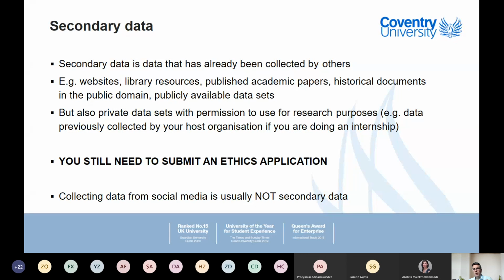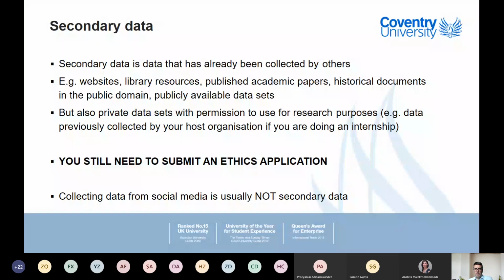If you are using only secondary data, your research is very likely low risk, okay, because you are not collecting data as such. However, you still need to submit an ethics application, okay? So everything we are going to cover today, you still need to do, but it's going to be much more straightforward for you. Your application is going to be a lot easier and a lot simpler.